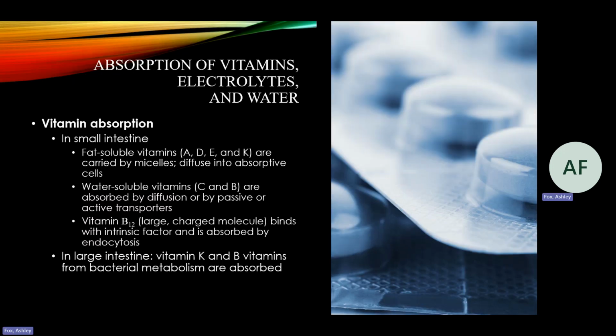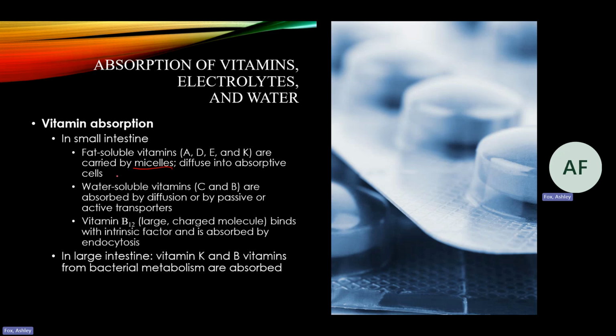Lastly, we're going to talk about the absorption of other things: vitamins, electrolytes, and water. First is vitamins. We have two major sections of vitamins. We have fat soluble ones, so they interact with fat, and we have water soluble ones, so they only interact with water. The fat soluble ones, A, D, E, and K, are going to be carried with fat digestion.